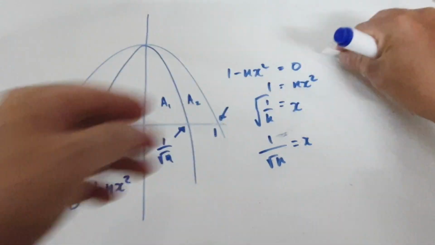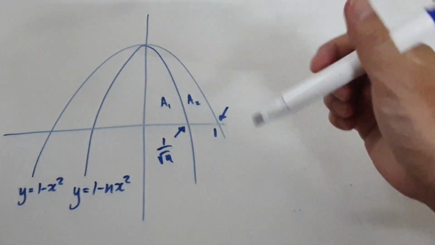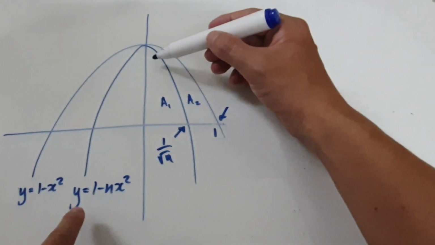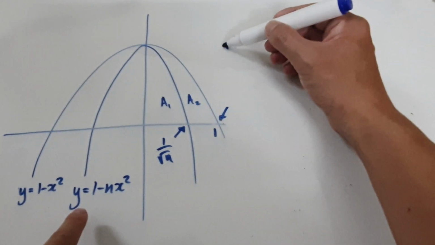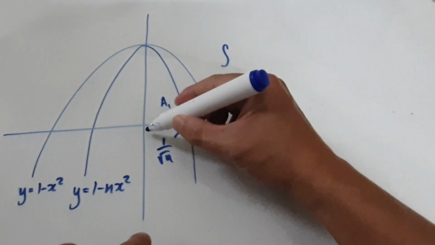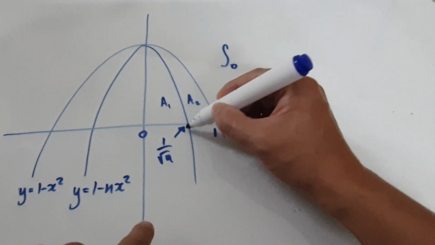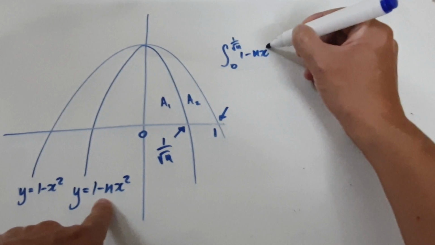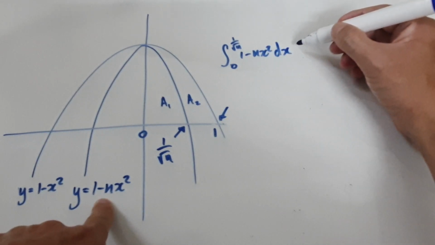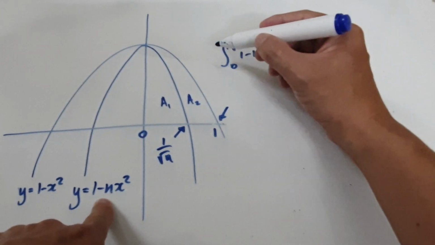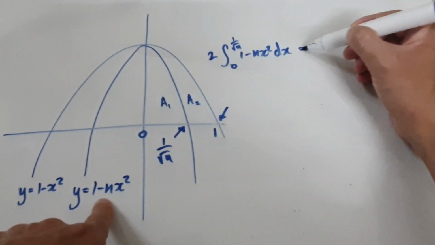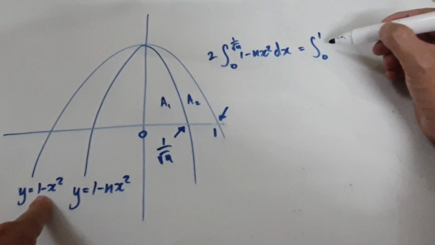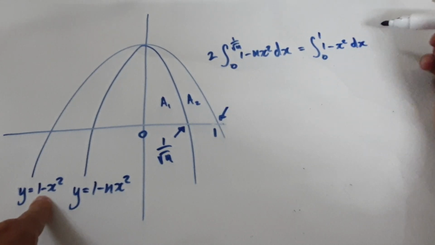So now we can start the problem. We're trying to find a value of n for which A1 is the same as A2. So let's set this up. The area of A1 is given by integrating from 0 to 1 over root n of 1 minus nx squared dx. But I know that two lots of A1 will be the same as the integral from 0 to 1 of 1 minus x squared dx.